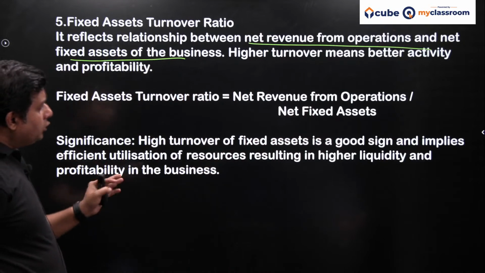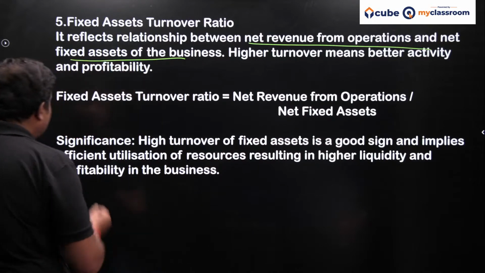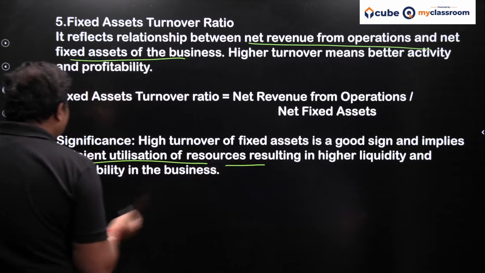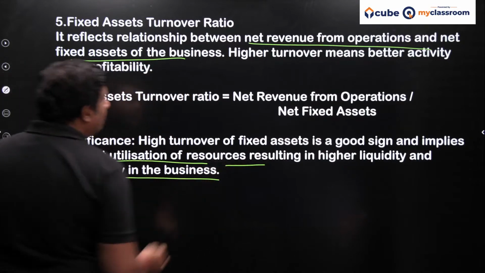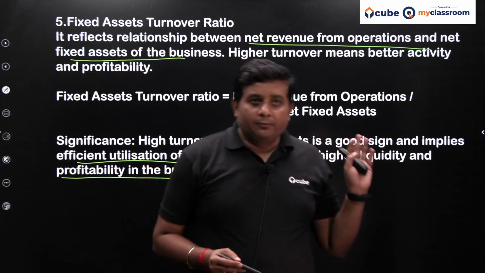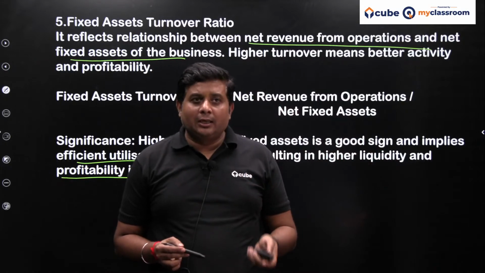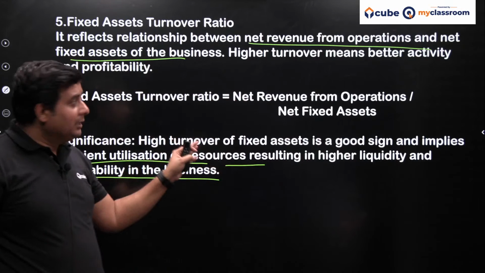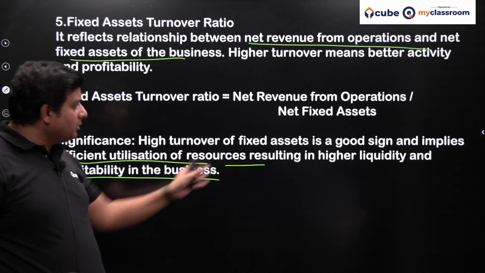Significance: a high turnover ratio of fixed assets is a good sign and implies efficient utilization of resources, resulting in higher liquidity and profitability of the business. The fourth ratio and fifth ratio have recently been added to your syllabus. So this is a very important ratio, and the significance of this is very important.